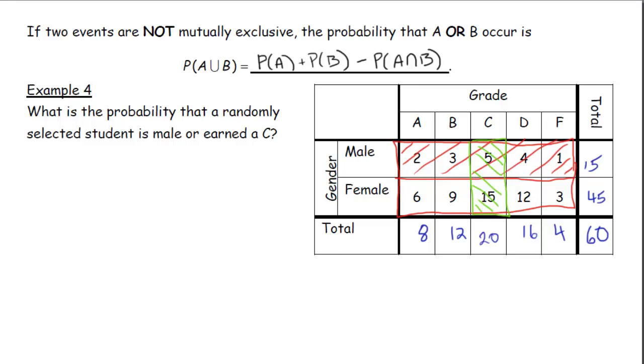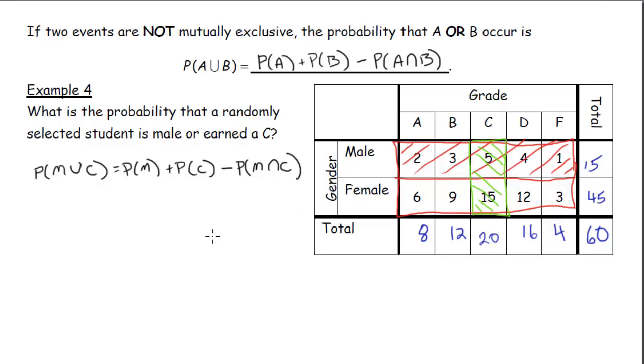So clearly these overlap. So these are not mutually exclusive, because do you see there are some students that are both male and earned a C? These 5 students right here. So if I wanted to find the probability that I'm male or I earned a C, well, that's going to be the probability that we select a male plus the probability that a student makes a C, but I need to subtract off the probability that we're a male and we earned a C, because we don't want to count those men twice.